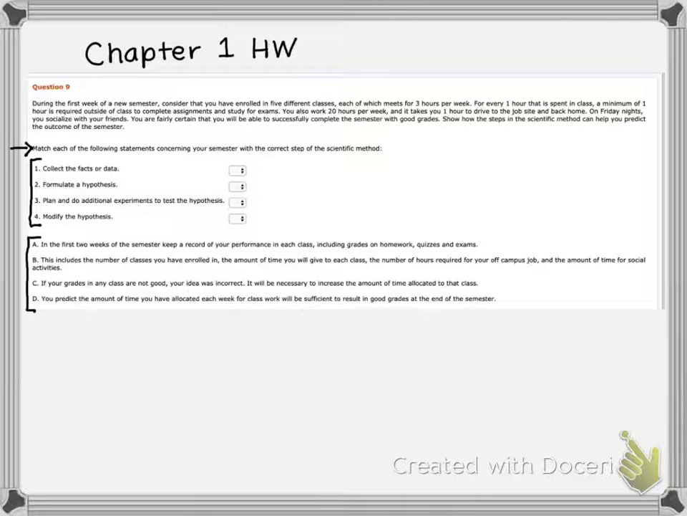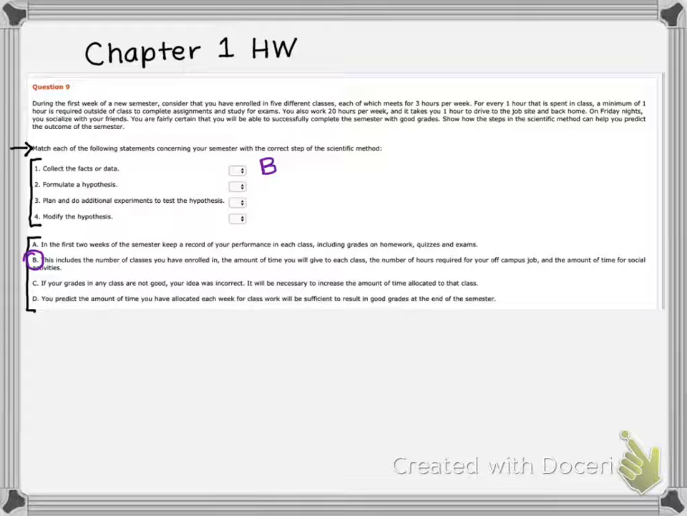Okay, so what is the information we need to know? What do we need to know to collect all the facts? Like before we even make a hypothesis, what do we need to know? So where are the facts? I think they're in letter B, right? What we need to know is how many classes, how much time we're going to spend on each class, how many hours we're working, how many hours commuting, social, like sleeping, eating. We have to know, how do we spend our time? And so that's letter B, describing that. We're collecting the information, including how much time we're going to spend in our classes.